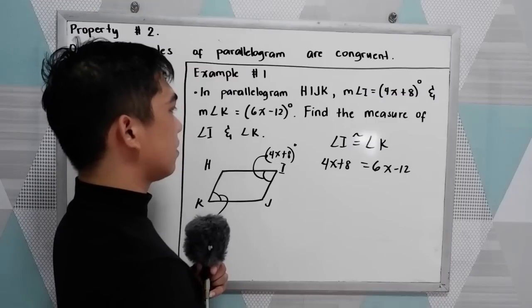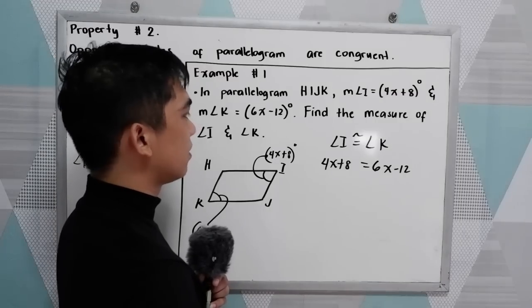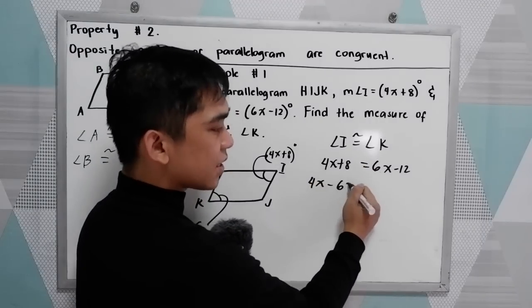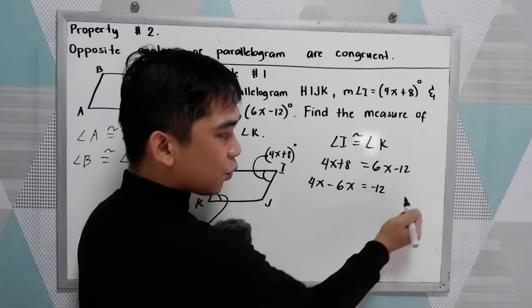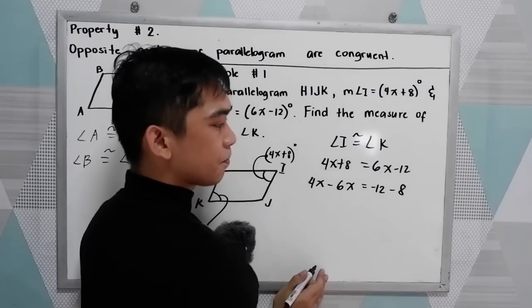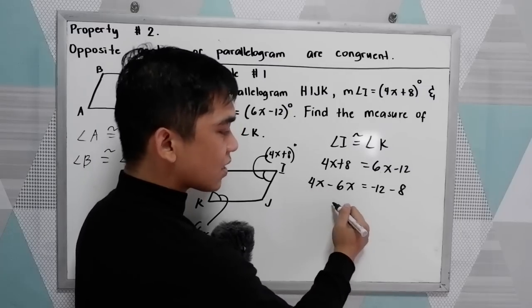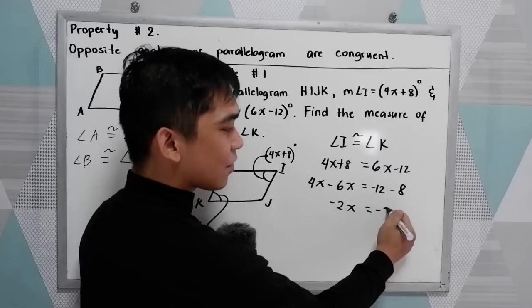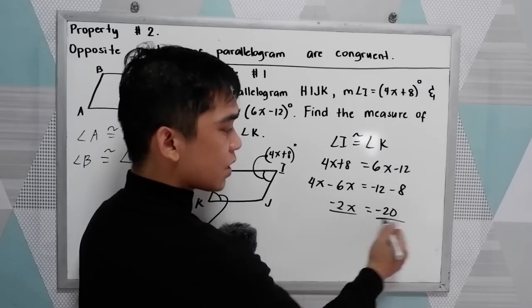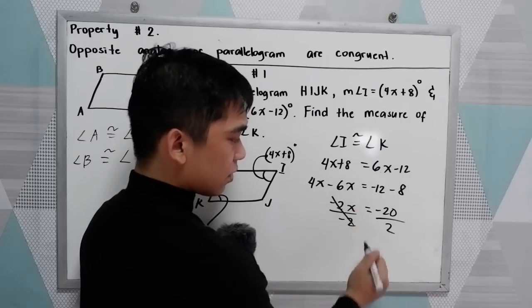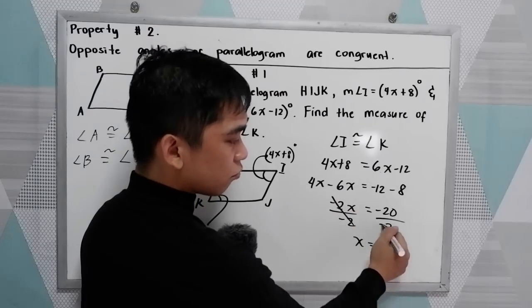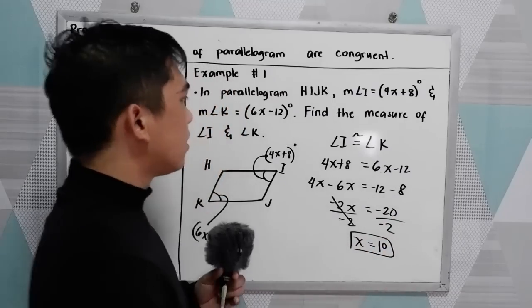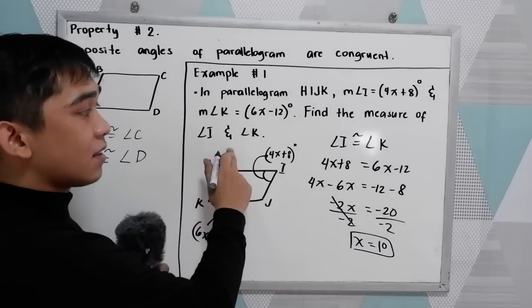Now, we need to find x. So, finding x, 4x minus 6x is equal to negative 12 minus 8. Now, 4x minus 6x is negative 2x, equal to negative 12 minus 8, that is negative 20. So, we need to divide by negative 2. x is now equal to negative 20 divided by negative 2, which is positive 10.